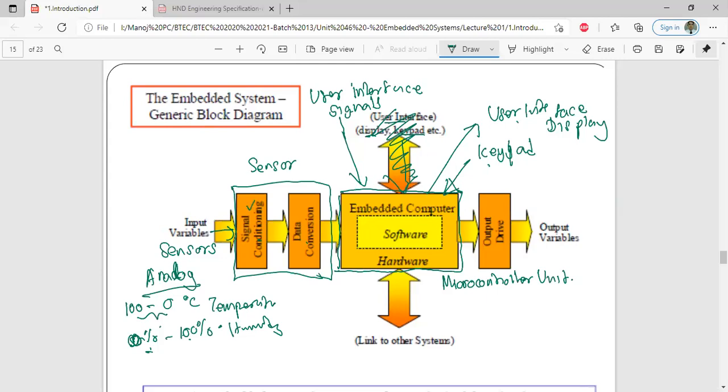Signal conditioning means it is going to make your signal noise free, and data conversion means converting it to a digital level, right? So the humidity and temperature are analog values, but before we feed them into this microcontroller unit, which is a digital one, you have to feed it after the conversion.